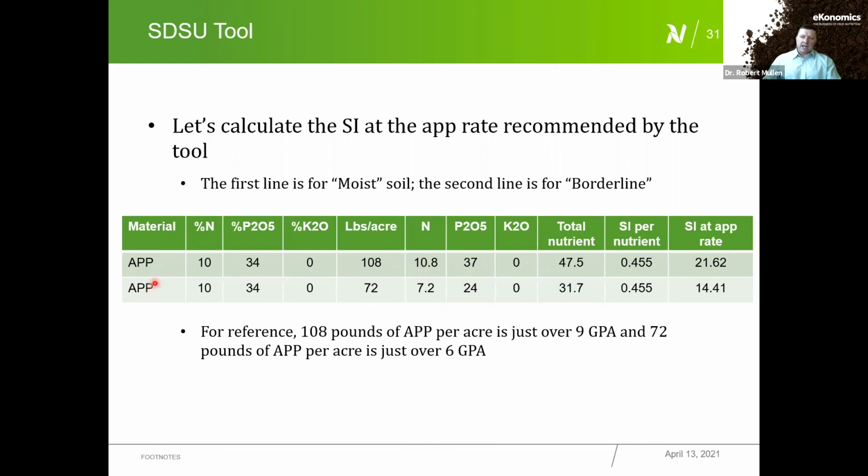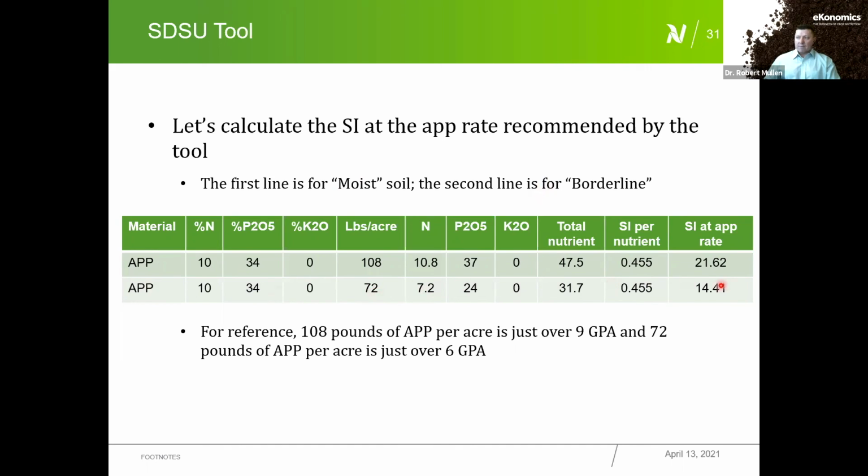Now, what if I changed one simple assumption in this model? So this first line is for a moist soil. What if it's borderline? So it's not dry, but it's not overly moist. It's in that sort of gray area where, you know what, if I don't get rain for a couple of days, it's going to get dry. But I've got a couple of days that I can hold out where there's still going to be adequate moisture in that soil. The recommendation drops down to 72 pounds per acre.